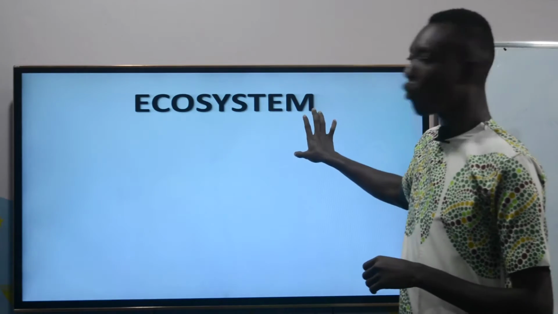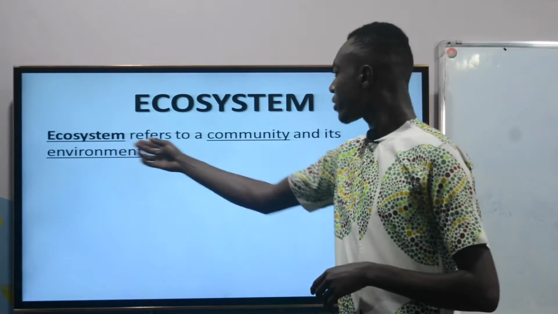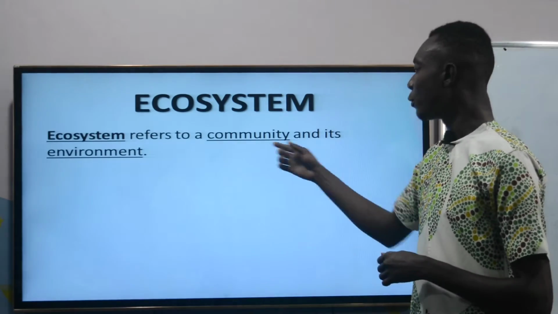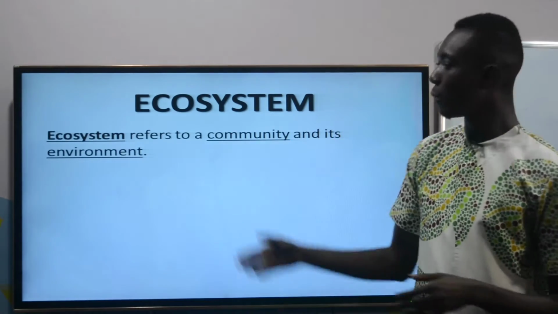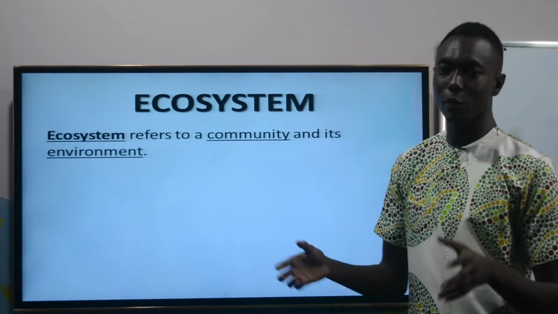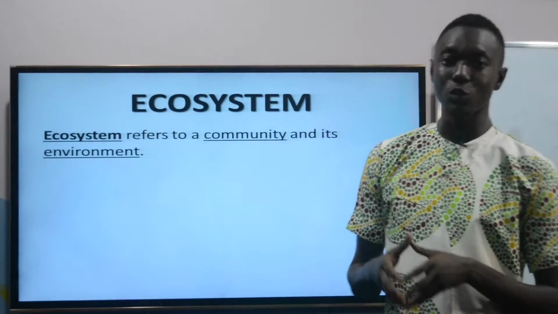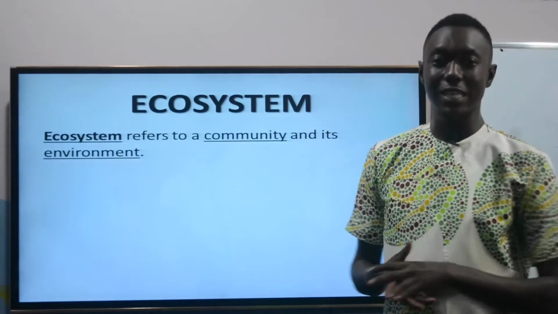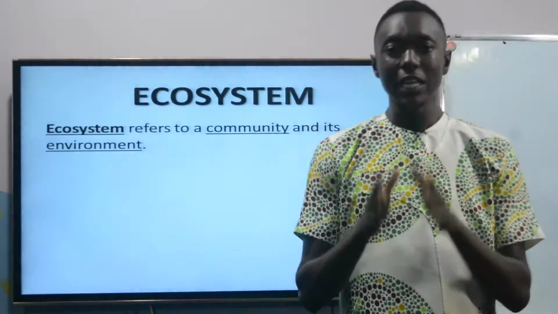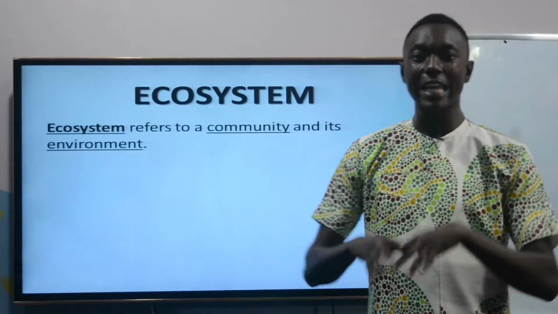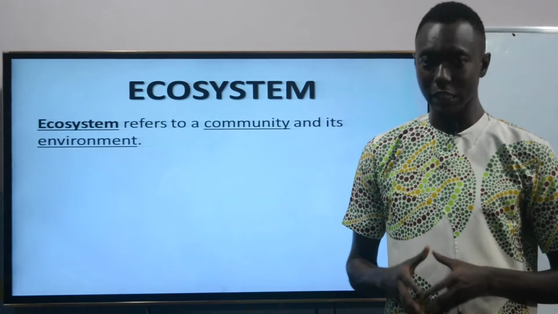First, we need to understand what we mean by ecosystem. Ecosystem refers to a community and its environment. Now, when we talk about a community in science, we are not referring to the family members as we earlier said, but we are referring to all the living things found in a given area. That's what we term as a community.